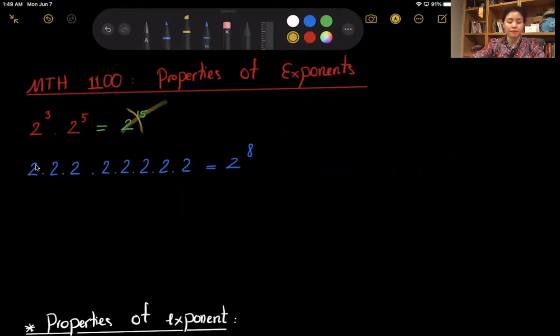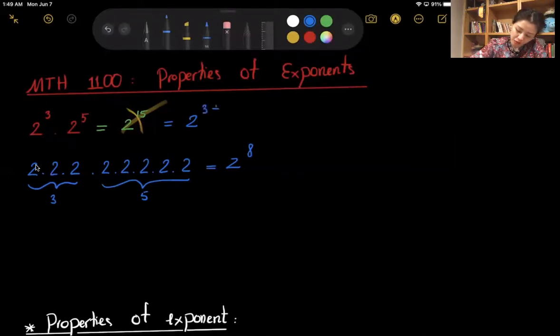This is wrong. Okay, so how do we get 2 to the 8? Well, it's simple, right? If you take a look at this, I have 3 of the 2s here, and then I have 5 of the 2s here. And how do we get 8? We add them, right? 3 plus 5 is 8, so 2 to the 8. So the general rule here is, when you multiply two numbers with the same base together, then you add the exponents. So 2 to the 3 plus 5 is equal to 2 to the 8.